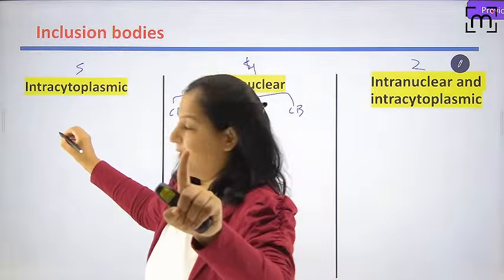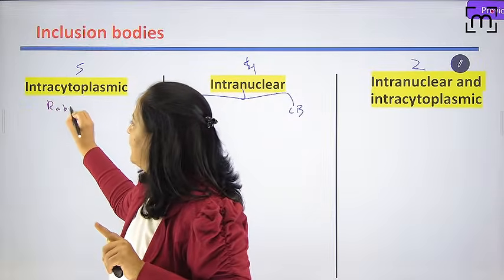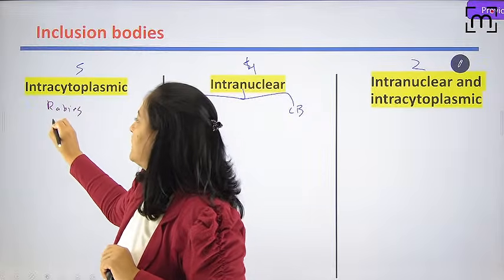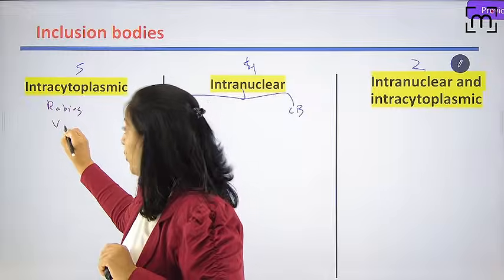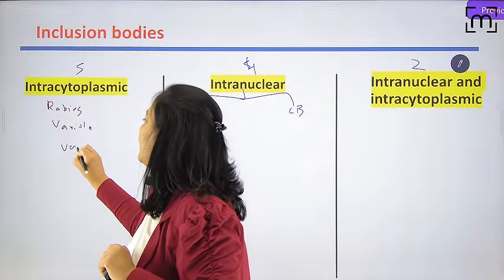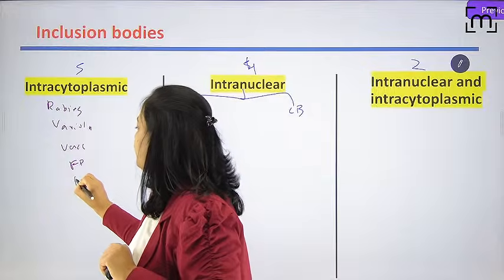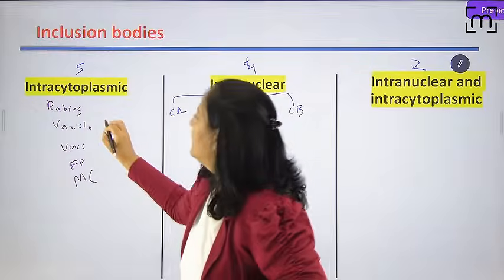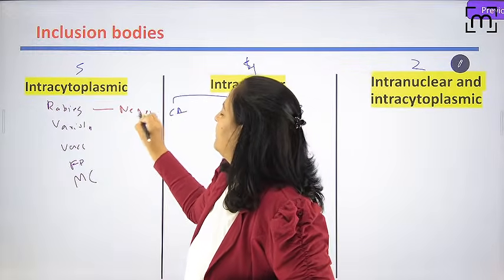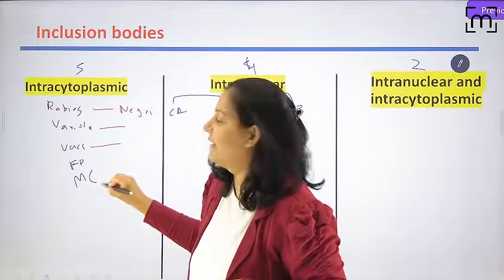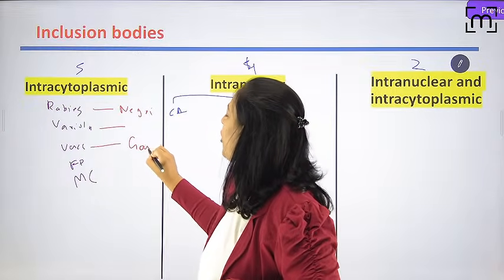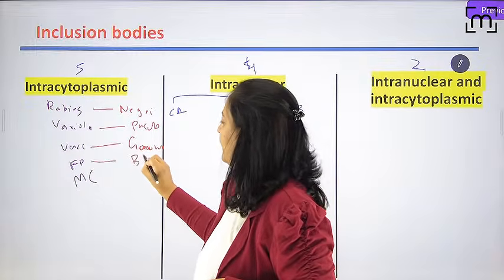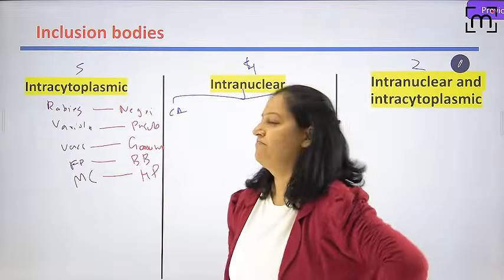So here one is RNA, that is rabies, and the remaining 4 are DNA. What are the remaining 4 DNA viruses? Variola, vaccinia, fowlpox, and molluscum contagiosum. Now tell me the names of the inclusion bodies. Rabies is known as Negri body. Variola, vaccinia: Gori had a vaccine, Gori, Guarnieri. Here it is Paschen. Here it is Bollinger body. And molluscum contagiosum, Henderson-Paterson. This is how I learned.